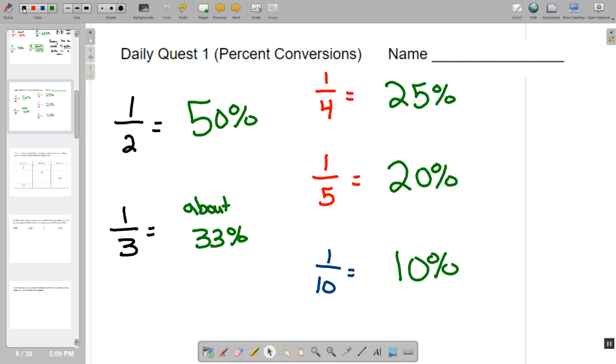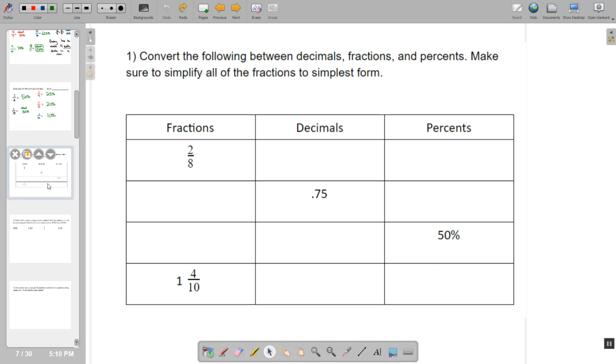Get started on our daily quest for the day. Here are the 5 fraction to percent conversions that you need to have memorized. These are the ones that are going to make your life easiest if you can have them memorized without having to do long division. For the rest of the conversions, we need to convert between fractions, decimals, and percents.